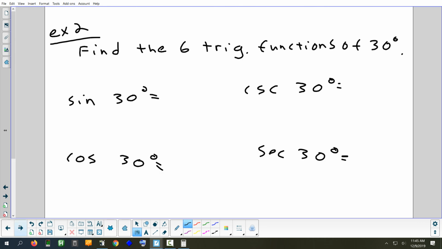Let's try this one. I don't feel like really doing all 6, so we'll just do the first 3. The sine, the cosine, and the tangent. Okay. What's the first thing I have to figure out here? Coordinate. I need the coordinate. Now the 30 and the 60, that's the one you got to be careful. It's either 1/2, root 3 over 2 or root 3 over 2, 1/2. You gotta get that order right.